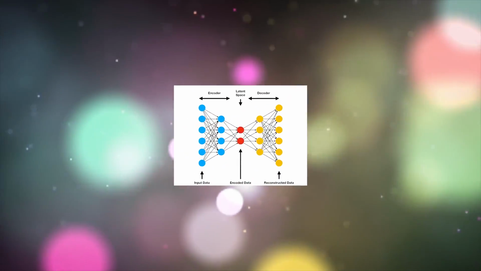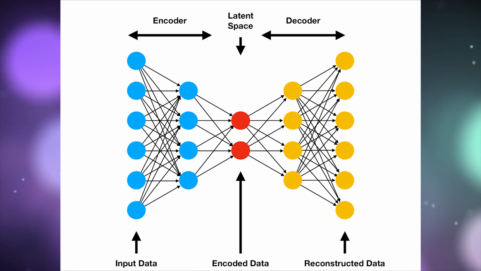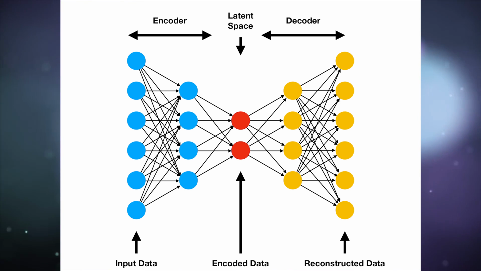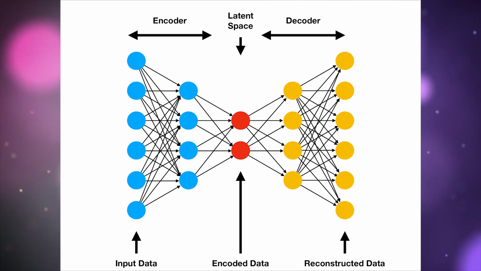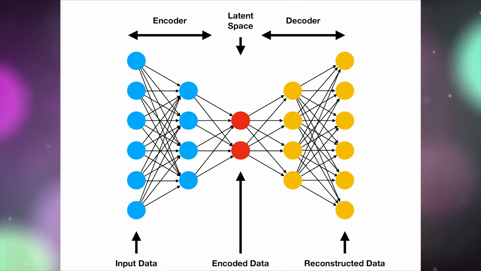In this video, we are going to dive into the world of autoencoders and build one using TensorFlow and the Keras API. An autoencoder is a class of neural network for which the input is the same as the output. This works by compressing the input into a latent space representation and then reconstructing the output from this representation.